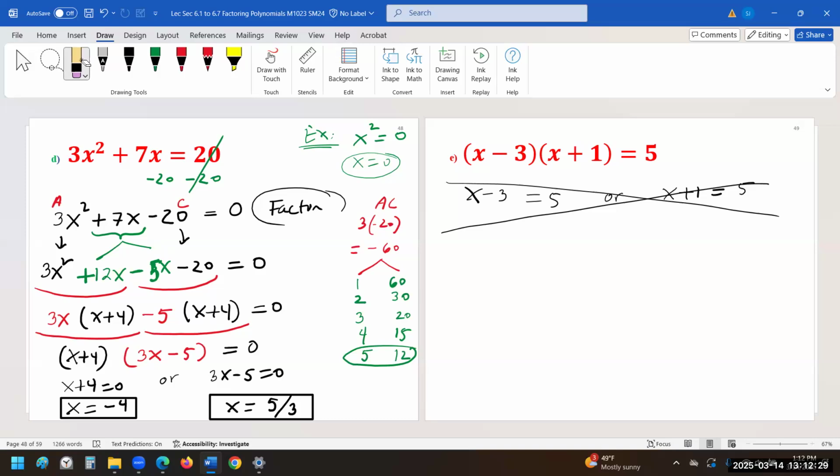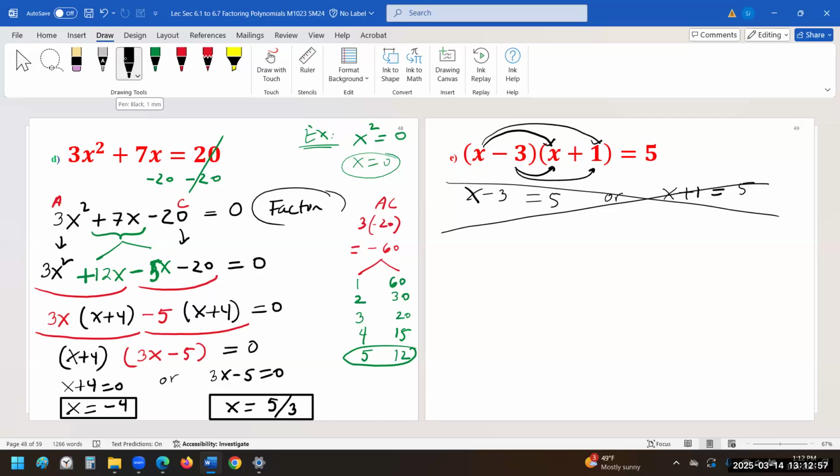Then what do you do? If we cannot set them equal to 5, what else can we do? Distribute. Good job. I said parentheses at first, but no, the reason is because 5 is not 0. So distribute.